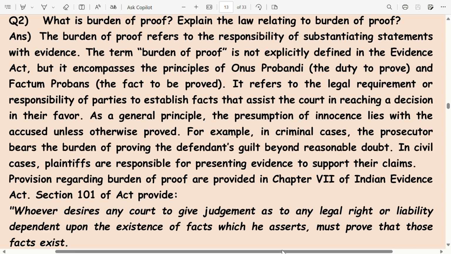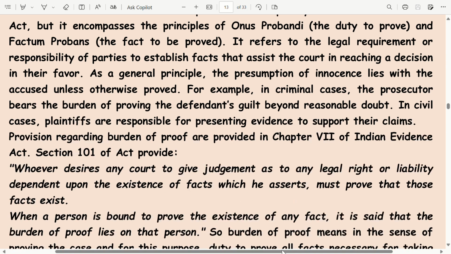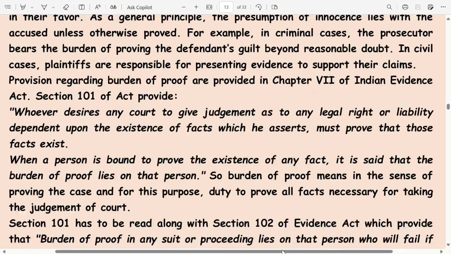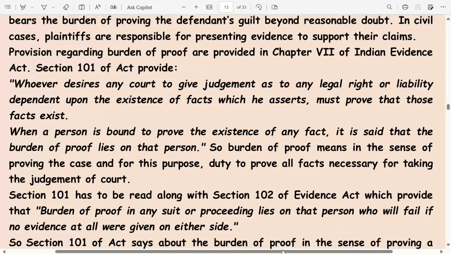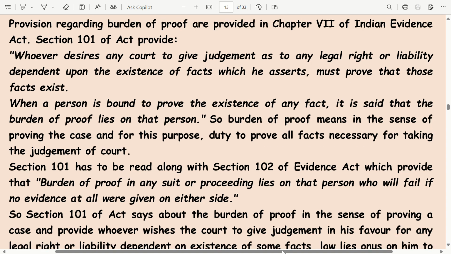Section 101 of the Act provides that whoever desires any court to give judgment as to any legal right or liability dependent upon the existence of facts which he asserts must prove that those facts exist. When a person is bound to prove the existence of any fact, it is said that the burden of proof lies on that person. So, burden of proof means, in the sense of proving the case, and for this purpose, the duty to prove all facts necessary for taking the judgment of the court.